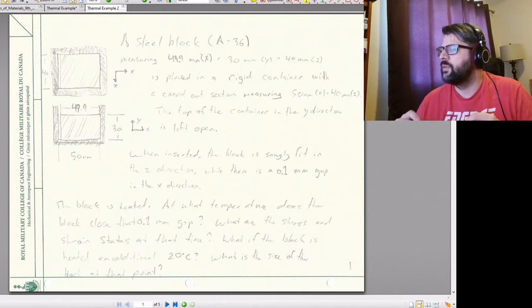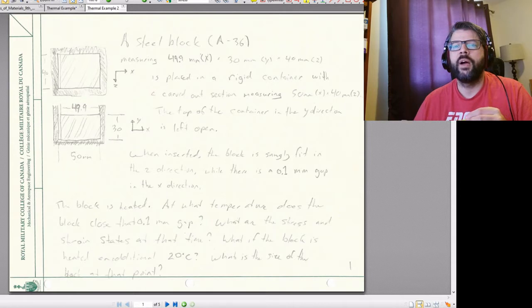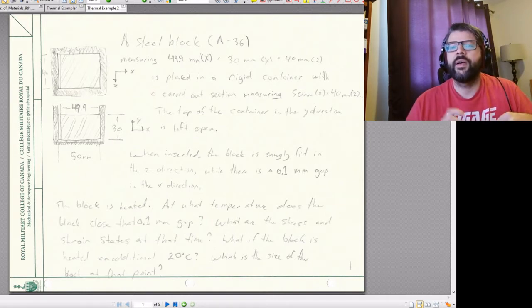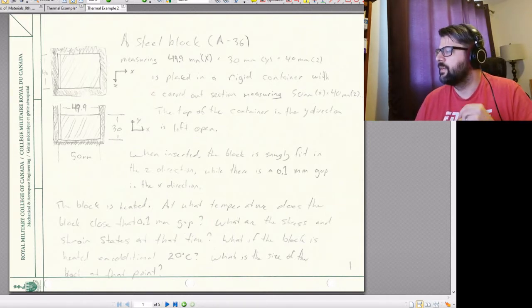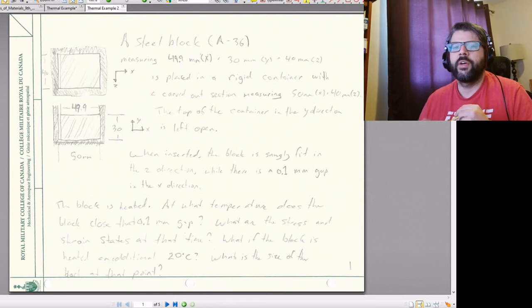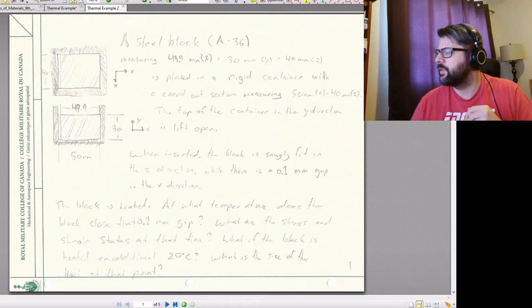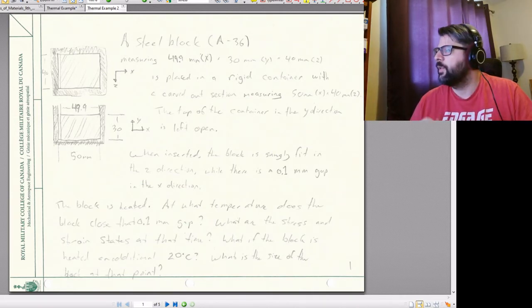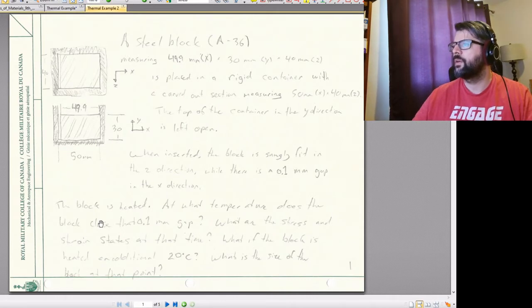So the block is heated up. When that occurs, I'm asking at what temperature does the block close that 0.1 millimeter gap, and what are the stress and strain states at that time? And then, additionally, what if the block is heated an additional 20 degrees Celsius, and then what's the size of the block at that point?